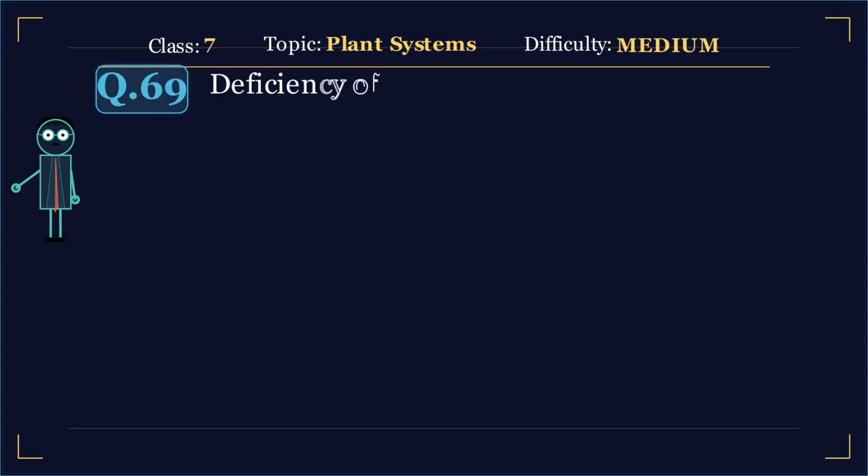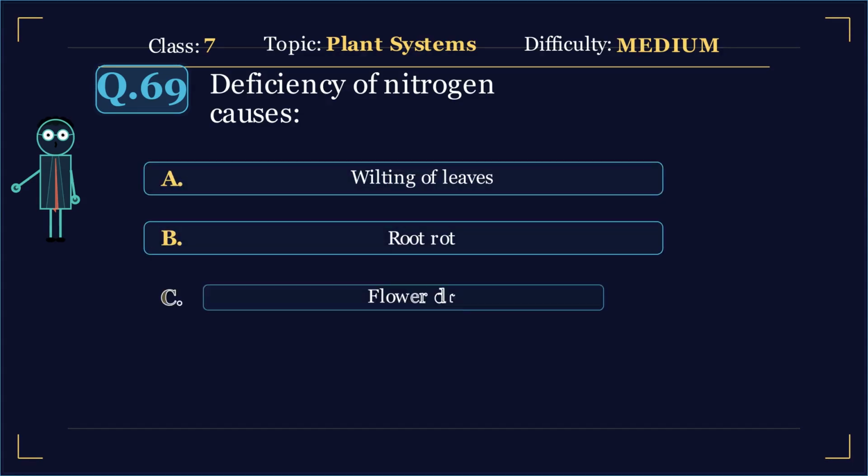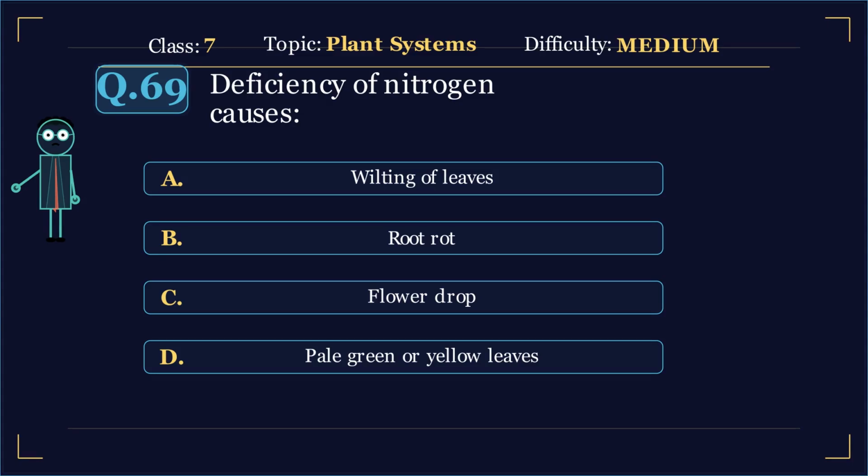Question 69. Deficiency of nitrogen causes. Option A, wilting of leaves. Option B, root rot. Option C, flower drop. Option D, pale green or yellow leaves. The correct answer is option D.